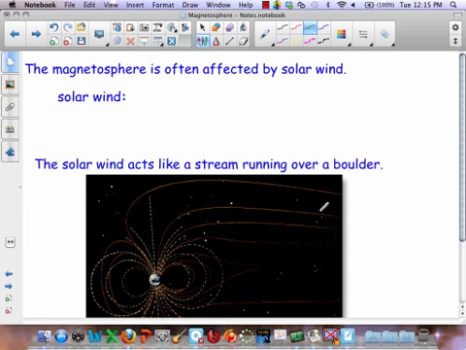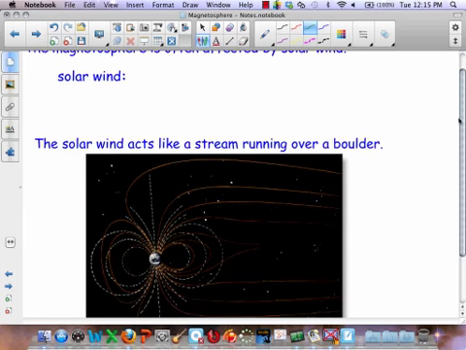Again, that's all because of solar wind. So again, who can remember what is the solar wind? Yeah, it's just a burst of energy, burst of charged particles. You can almost call it like a stream. Charged particles emitted by the sun.